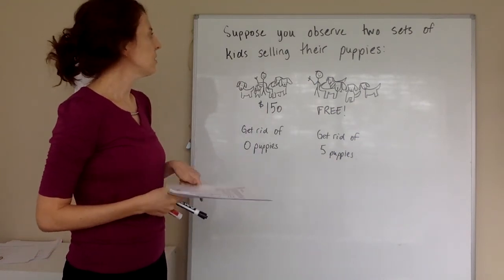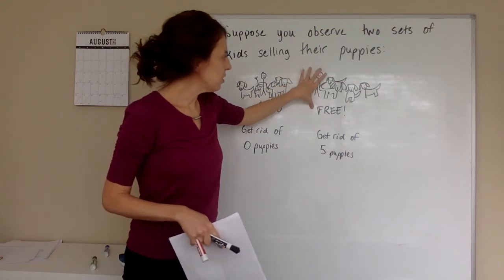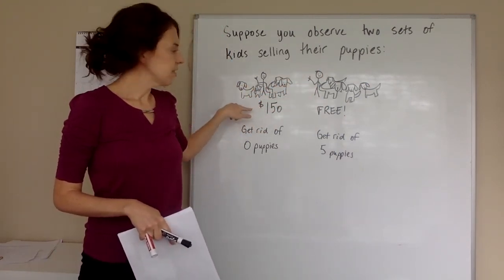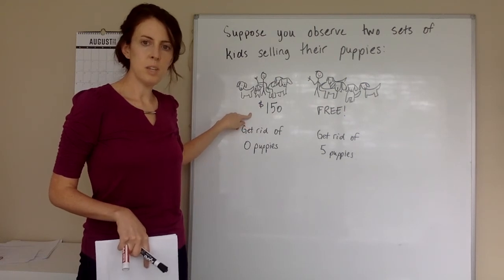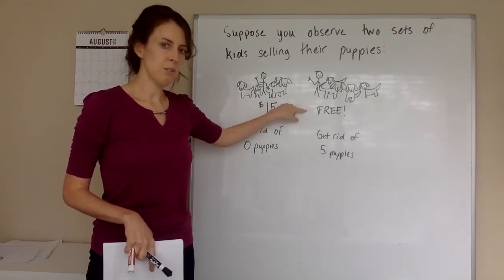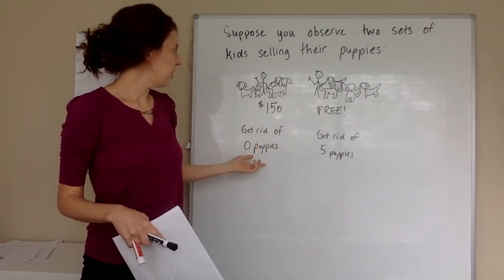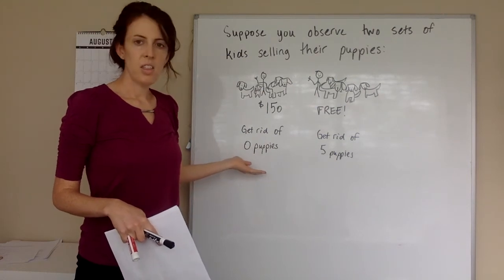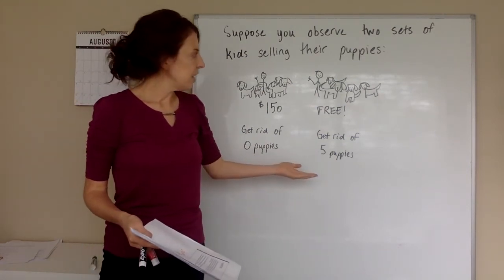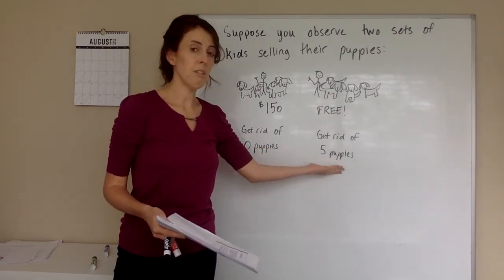Suppose you observe two sets of kids selling puppies. Set of kids 1, set of kids 2. You notice that the first set of kids are selling their puppies for $150 a piece. The second set of kids are just giving their puppies away for free. After watching them all day, you realize that the first set of kids don't get rid of any puppies, so they've got the whole litter at the end of the day. The set of kids giving their puppies away for free end up getting rid of 5 puppies.